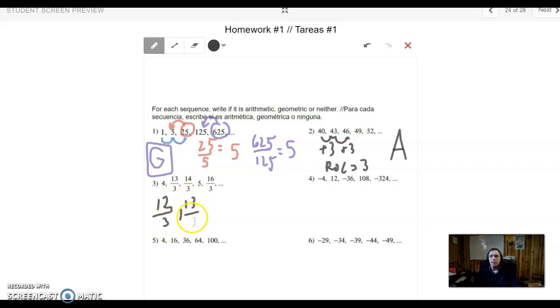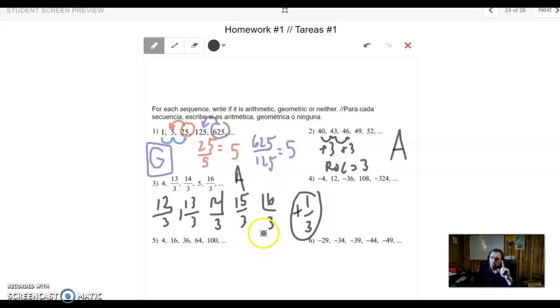So now do you see a pattern here? 12 over 3, 13 over 3, 14 over 3. 5 I could write as 15 over 3, and the last one is 16 over 3. So it's 12 over 3, 13 over 3, 14 over 3, and so we're adding 1/3 each time, or we're adding the same number each time. That means this is arithmetic. I know it was a tough one, but you've got this in you. All right, I'm going to exit out of this. If you need to write those down, write them down and then keep going.